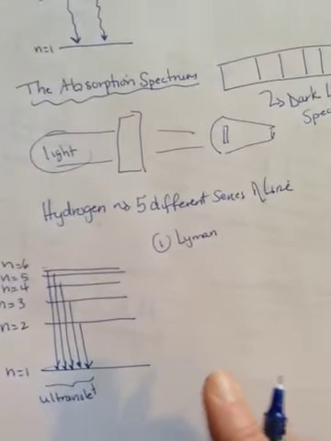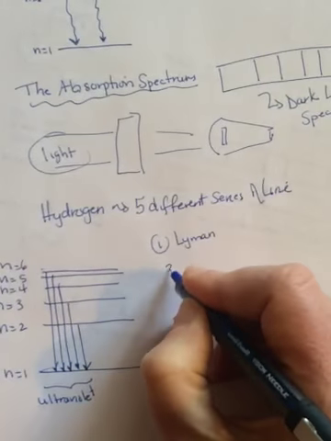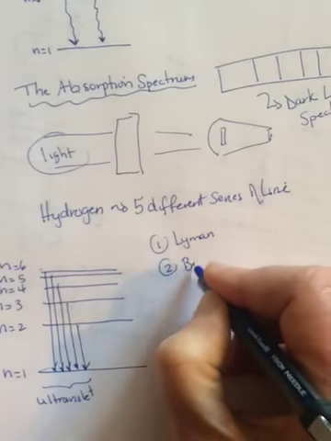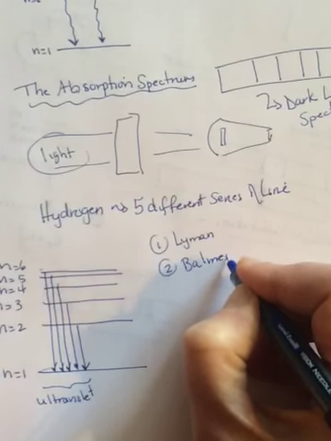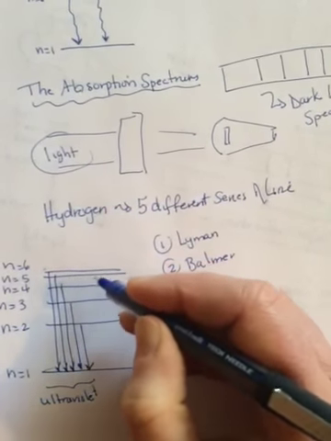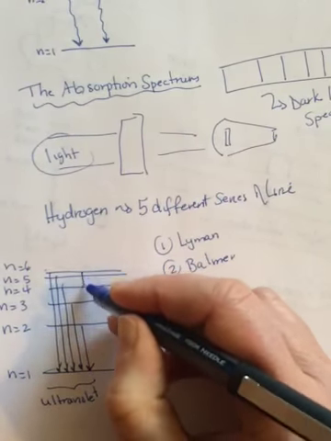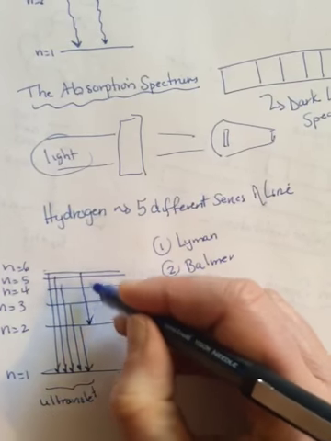Okay, so that's Lyman. The next series is Balmer. And Balmer are any photons released when electrons fall from a higher level to n equals 2.